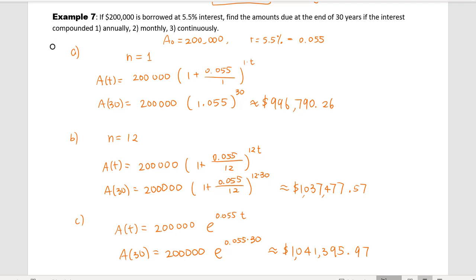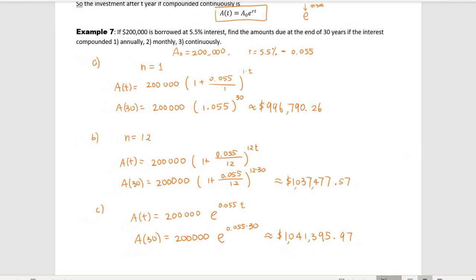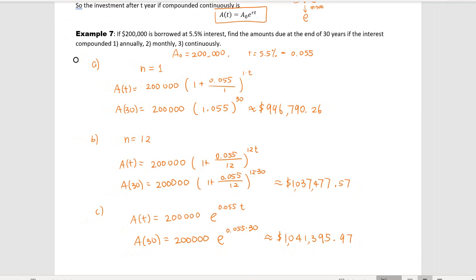Now we have finished all the application problems in sections 1.2 and 1.4.